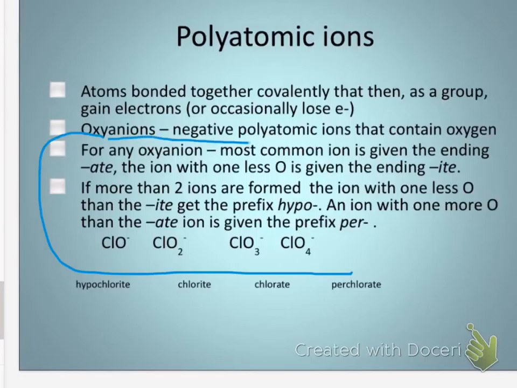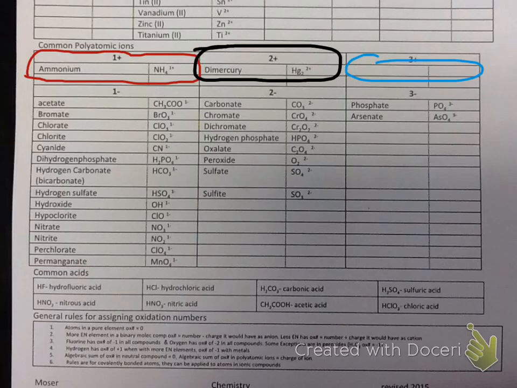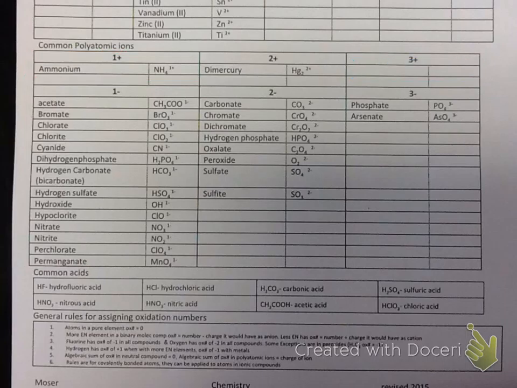Well, let's talk about why that is. Because if we look over here, you're going to see that there are four different oxyanions that are composed of chlorine and oxygen. You've got ClO3 1-, ClO2 1-, ClO 1-, and ClO4 1-. And they all have different names.